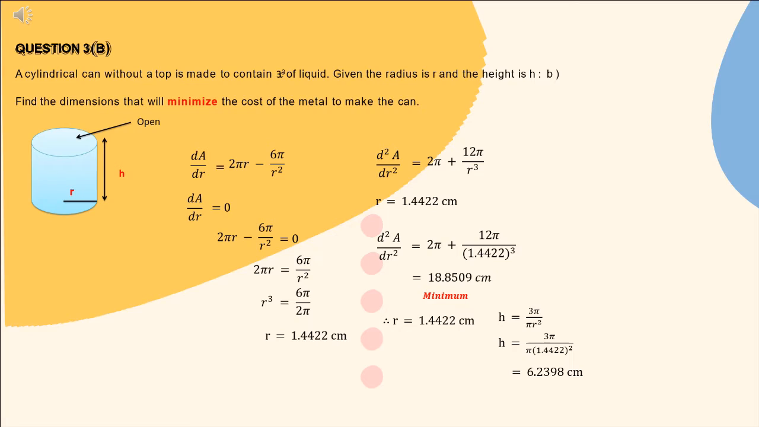So r equals 1.4422. Now to find the height, we take the equation from the previous part, which is 3 pi over pi r squared, and then we substitute the r squared. Then we solve it and get 6.2398 centimeters. So that's all.